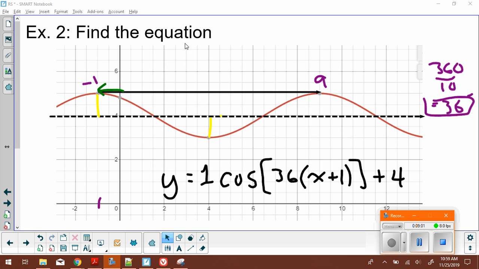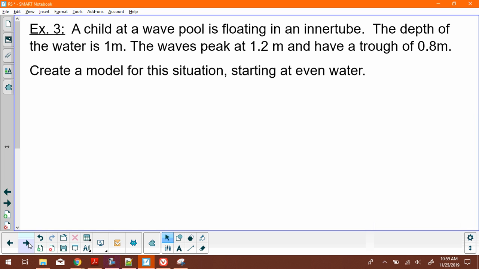Okay, for our last example, we're going to talk about setting up a model from a word problem. Example 3: a child in a wave pool is floating in an inner tube. The depth of the water is 1 meter. When the waves come by, they peak at 1.2 meters and they have a trough of 0.8. Create a model for this situation starting with even water.